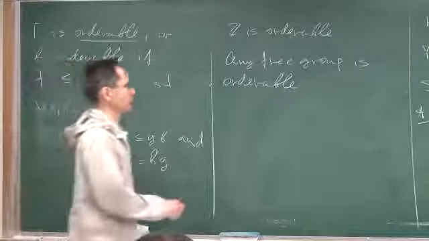Actually, the converse is also true. If gamma is left orderable, with the additional assumption that gamma is countable, then you can actually realize it as a subgroup of homeomorphisms. Let's quickly prove this statement first. So the idea of proof.